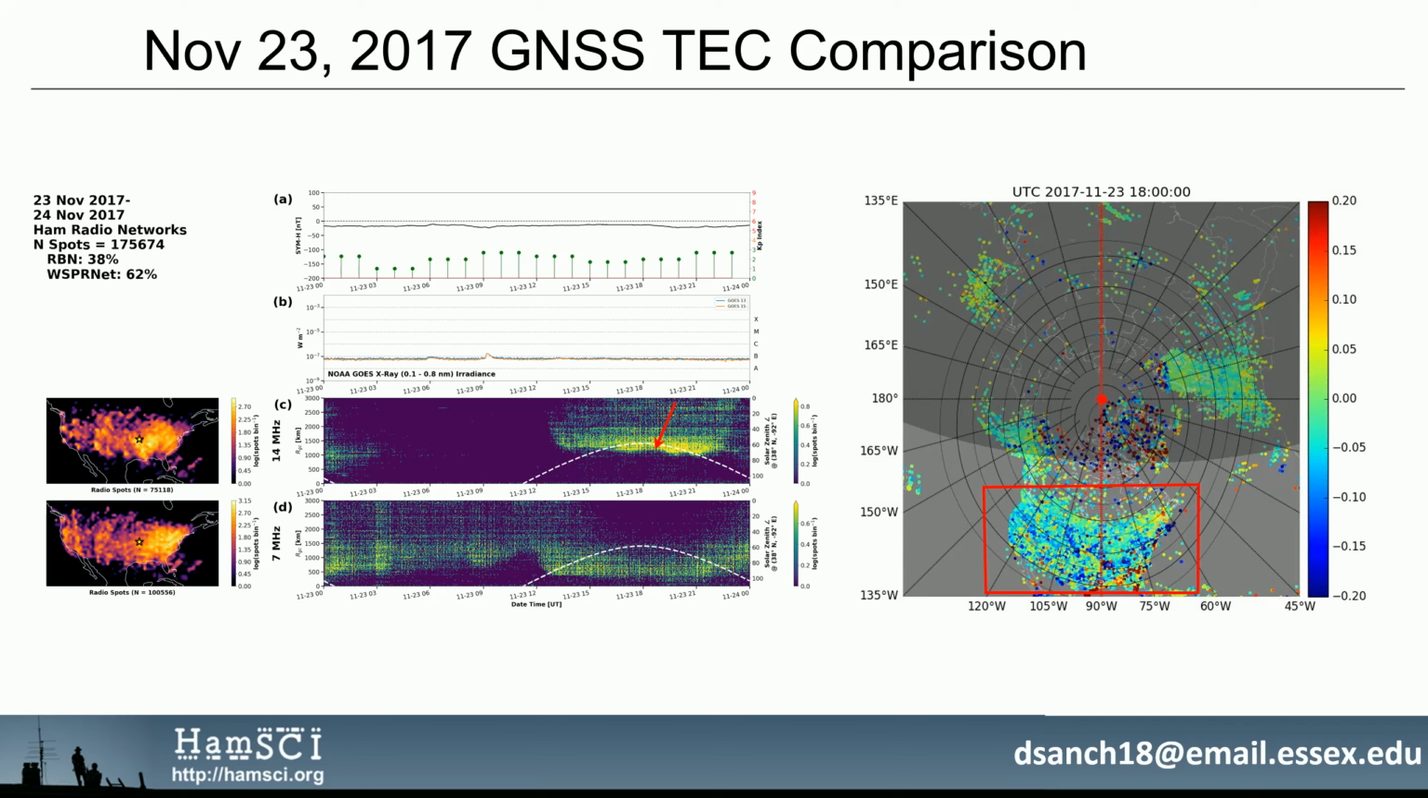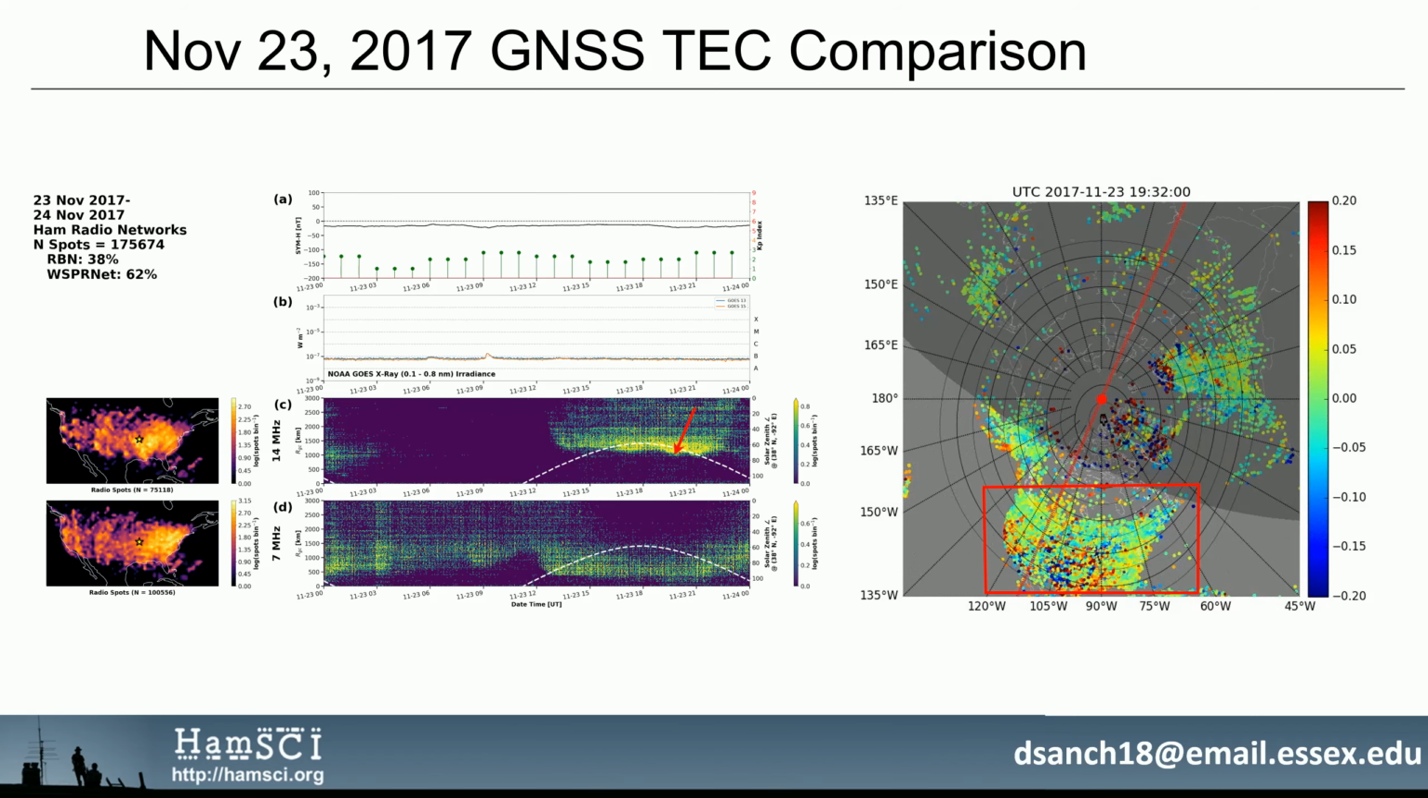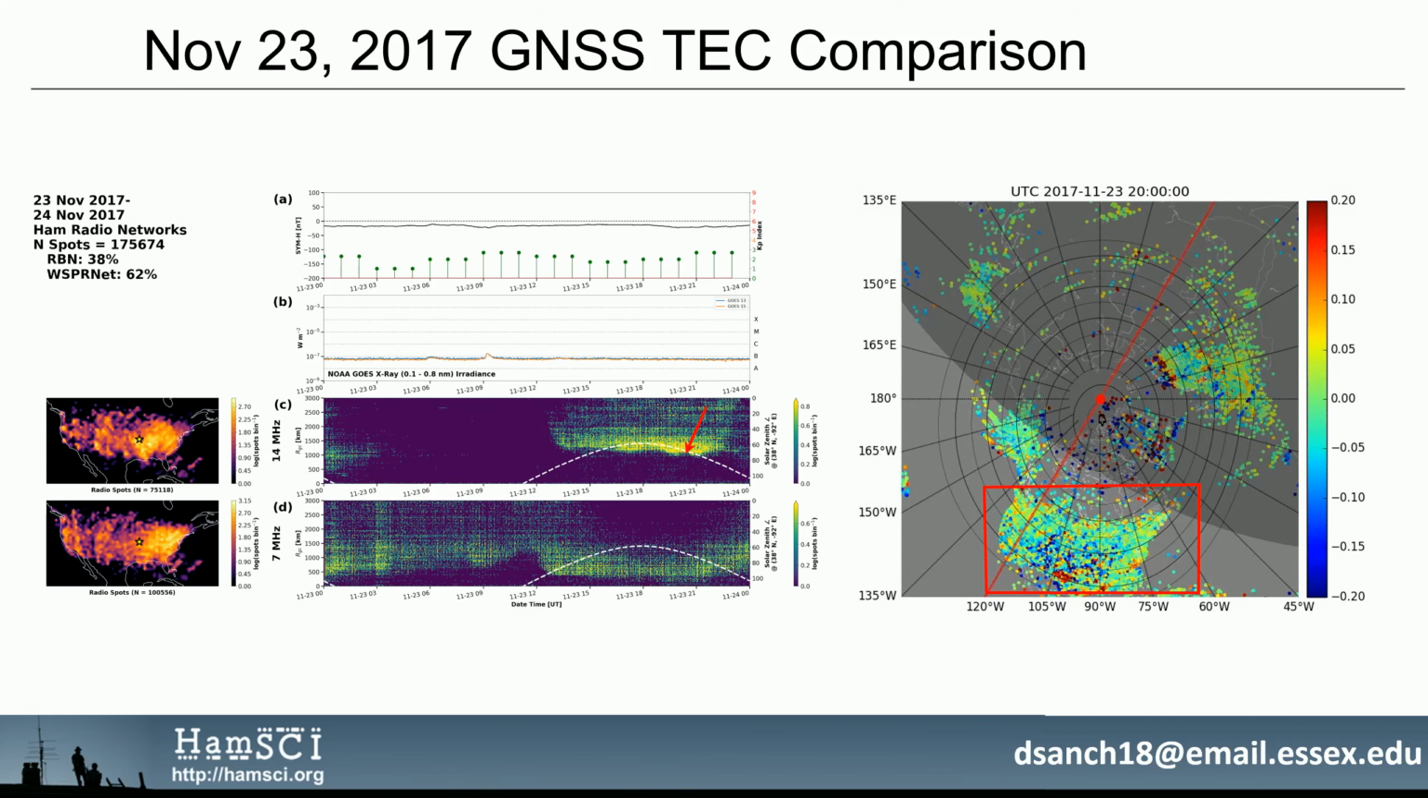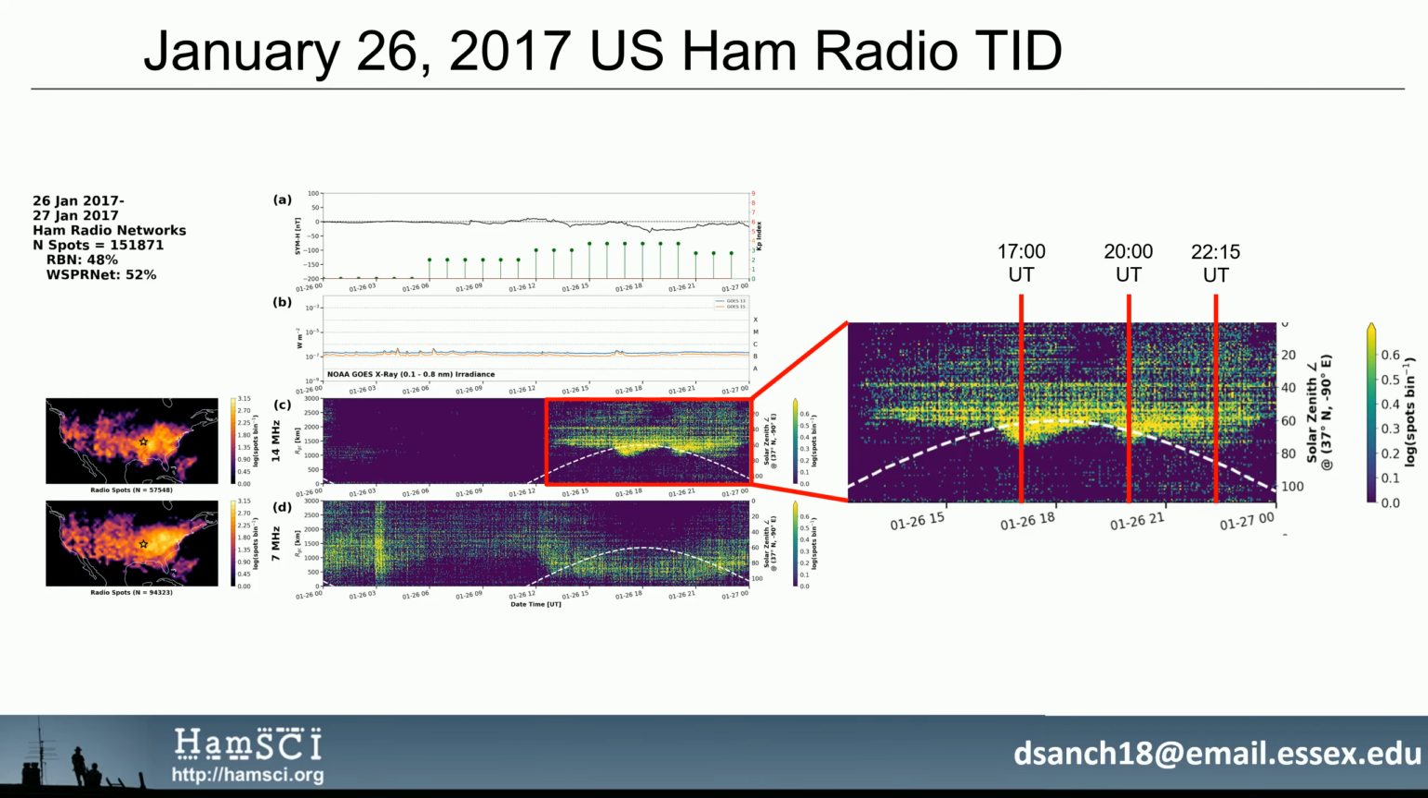As you can see, higher minimum skip distances coincide with less total electron content, and lower minimum skip distances coincide with higher total electron content. This comparison is from January 26, 2017 in North America.